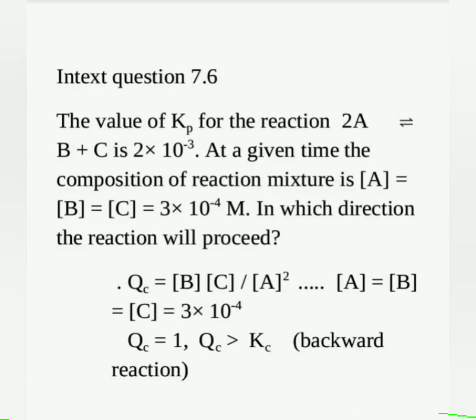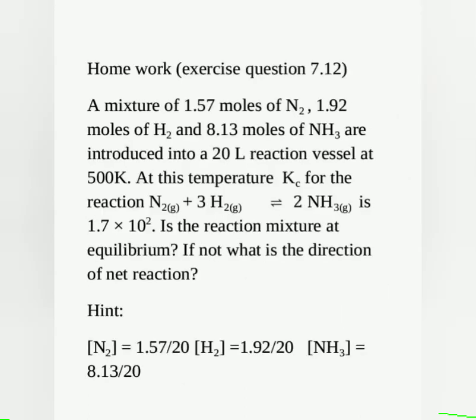In this question, there is a typing mistake. The value given is not the value of Kp, it's the value of Kc. So read that question properly: the value of Kc for the reaction is given. So you will be finding out the value of Qc, the same thing we have studied in the case of the equilibrium constant. We are calculating that ratio. The value is equal to 1 here, which is greater than Kc, so the backward reaction will be taking place.